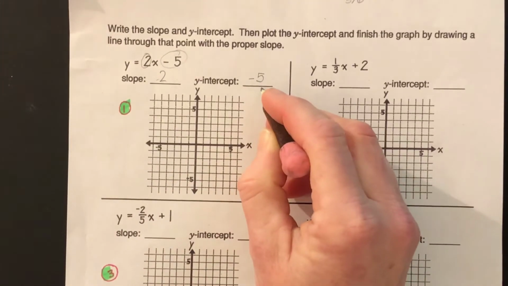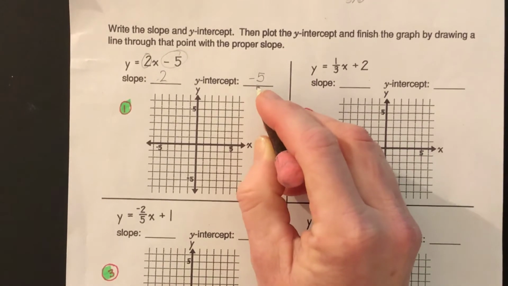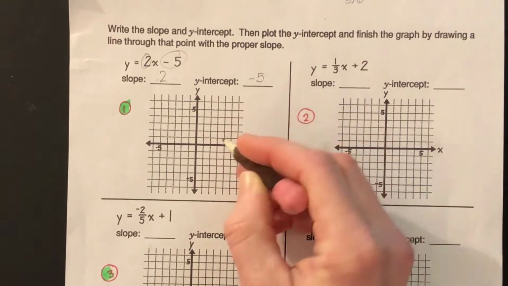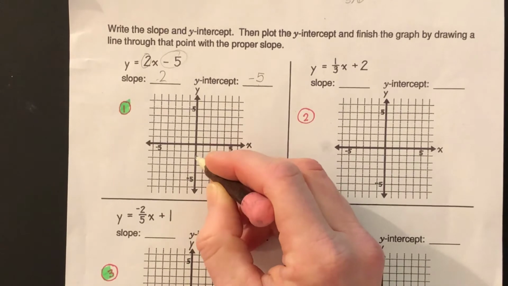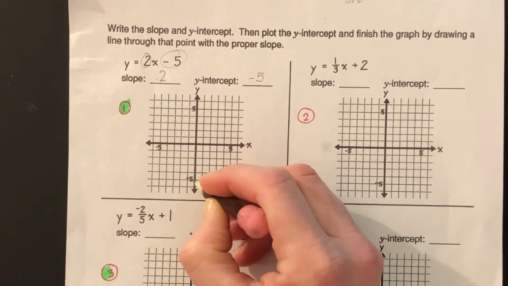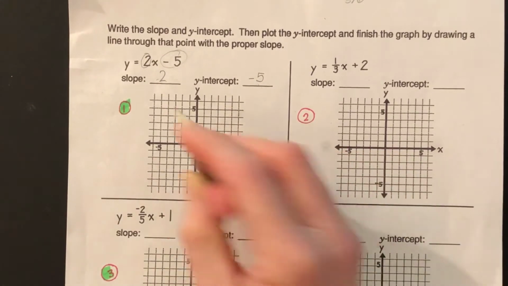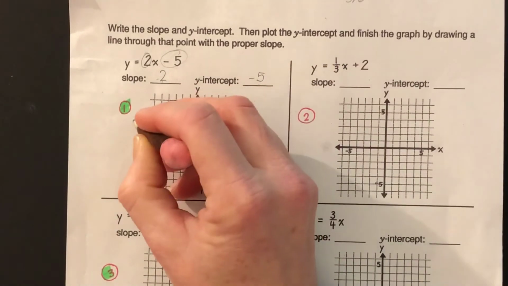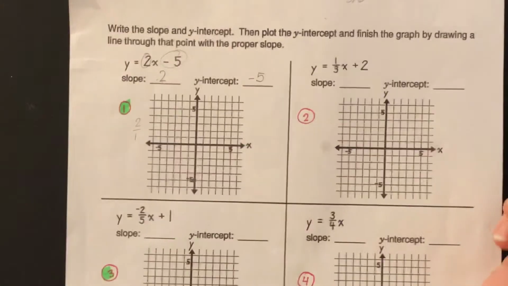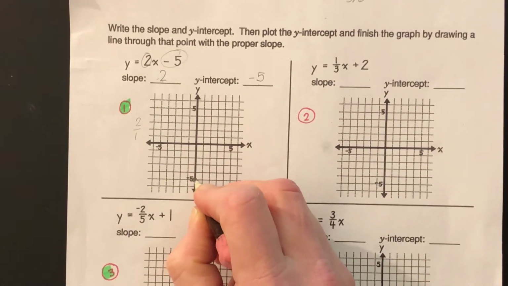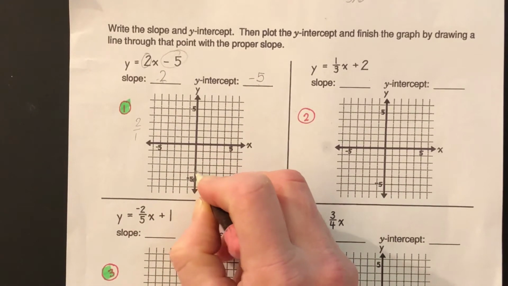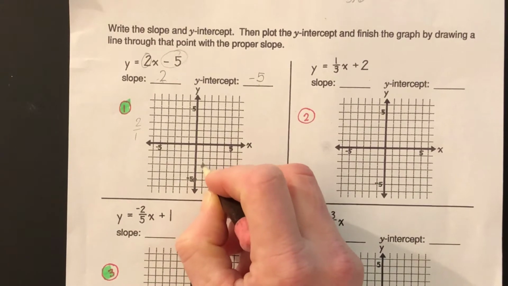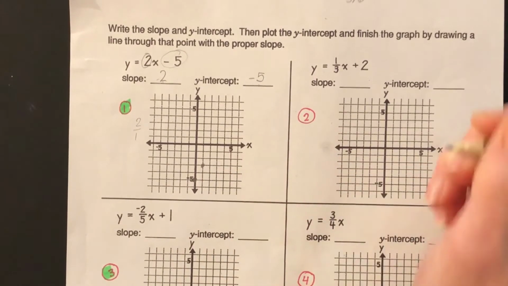We'll start with the y-intercept because that gives us an exact point, negative 5. So let's look on the y and go down to negative 5. 1, 2, 3, 4, 5, right here. The slope is 2. Remember, think of that as 2 over 1. You'll go up 2 over 1, just like that. That is the slope of 2.